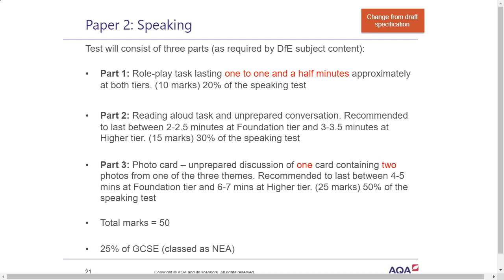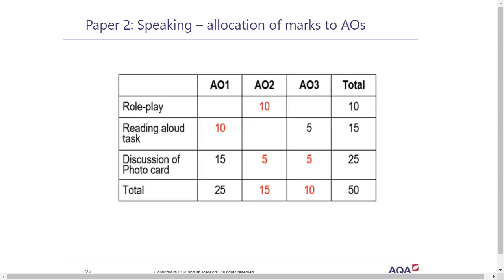This summarises the speaking test and the 3 different parts. The change from the draft materials here is that the role play now lasts 1 to 1.5 minutes, and we now have an unprepared discussion of 1 photo card which contains 2 photos, and we'll look in more detail at that a little bit later. This summary shows the updated allocations of marks to assessment objectives for the speaking test as a whole, and I'll talk a little bit more about this as we look in detail at the 3 tasks.